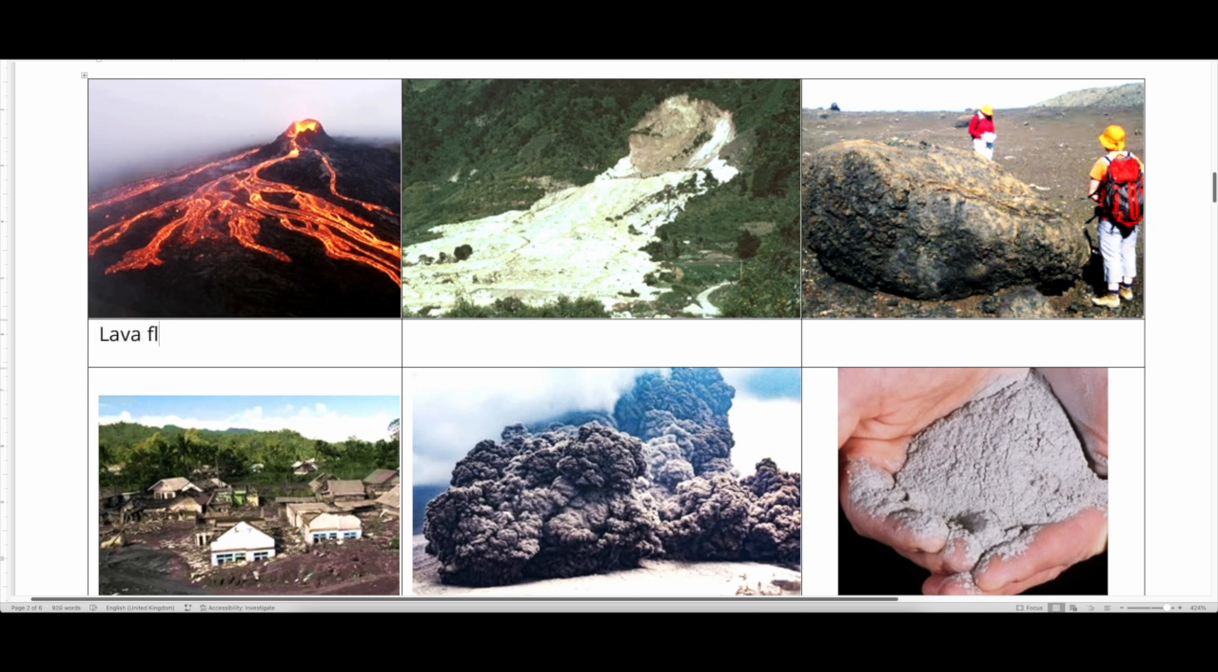And one hazard is that the lava will flow. It can flow a long distance, especially at a volcano where the lava is less viscous. Now this is not so obvious. You can see a hole here on the slope, and you can see a lot of white colored debris.